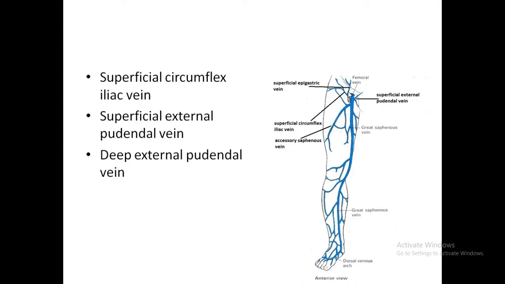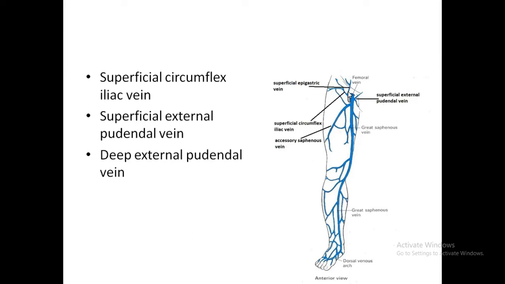Then we have the superficial circumflex iliac vein. It drains the inferior abdominal wall and opens into the long saphenous vein as it passes through the saphenous opening. Then we have the superficial external pudendal vein. It drains part of the scrotum or labia. Then we have the deep external pudendal vein, which also joins the long saphenous vein at the saphenous opening.